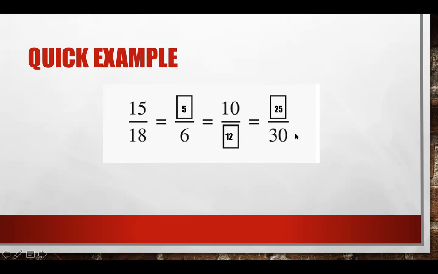So we have the same thing. These are equivalent fractions. Here, 5 over 6 is our lowest. But as we manipulate it on either side, we see 5 times 3 gets us 15, means 6 times 3 gets us 18. 5 times 2 gets us 10, like 6 times 2 gets us 12. 5 times 5 gets us 25, as 6 times 5 gets us 30.